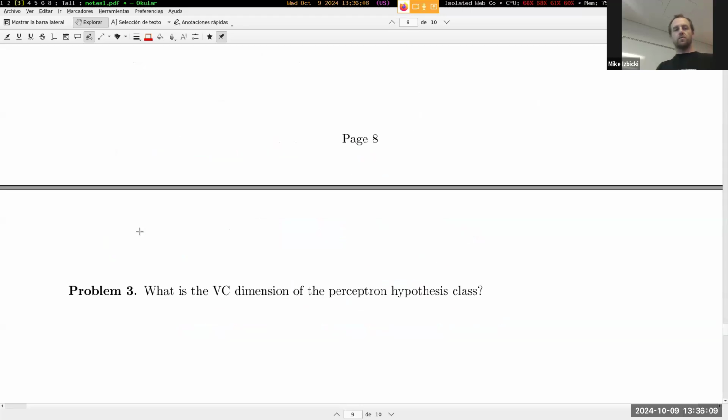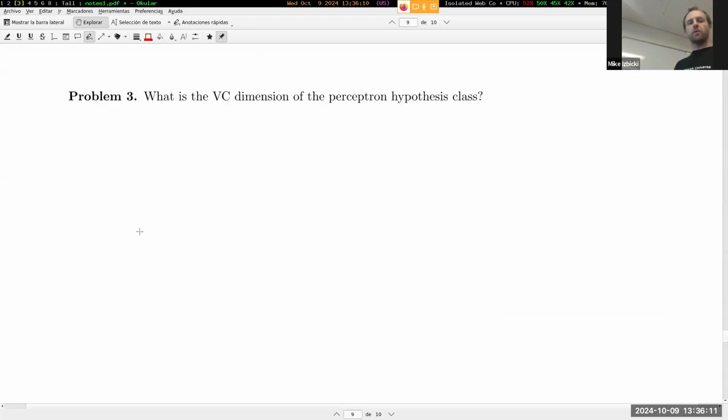But before we do that, we're going to do this problem right here, problem 3: what is the VC dimension of the perceptron hypothesis class? In general, from this point forward, whenever we see a new hypothesis class, this is always going to be the first question we ask ourselves about that class: what is the VC dimension of that class? Because that will tell us how well we're going to generalize and if learning is even possible on that class.